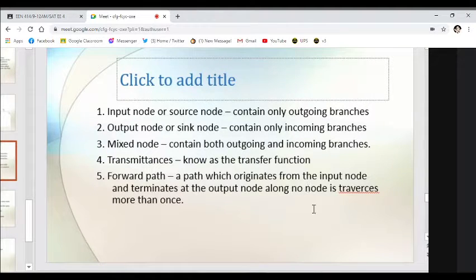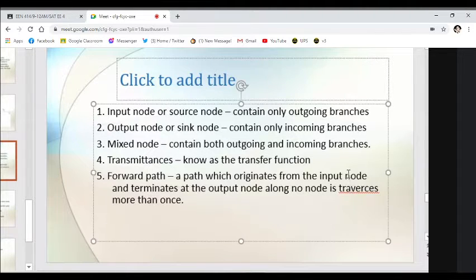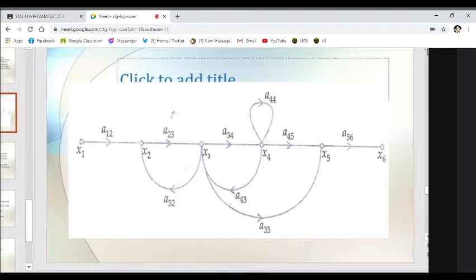Along which no node is traversed more than once. So, traversed. We're missing an N. Okay, so it's a capital letter; small letter pala yan. Traverses more than once. So, it means the forward path should pass through each node only once. So, this is your forward path: X1, X2, X3, X4, X5, X6. Each node is passed only once.